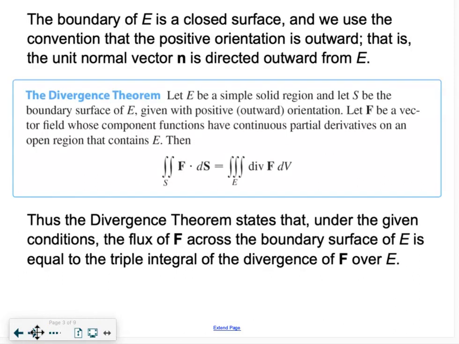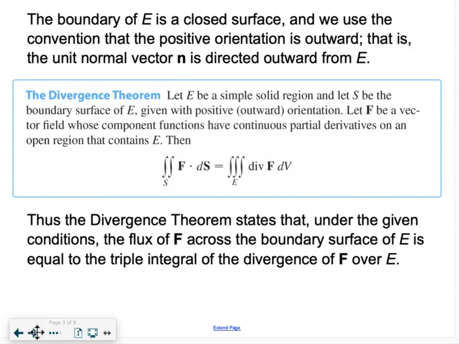Okay, so here's what you actually have to write down. So that was a lead in. The boundary of E is a closed surface, and we use the convention that positive orientation is outward, that is, the unit normal vector is directed outward from the surface. Let E be a simple solid region and S be the boundary surface of E, given with positive or outward orientation. Let F be a vector field whose component functions have continuous partial derivatives on an open region that contains E.